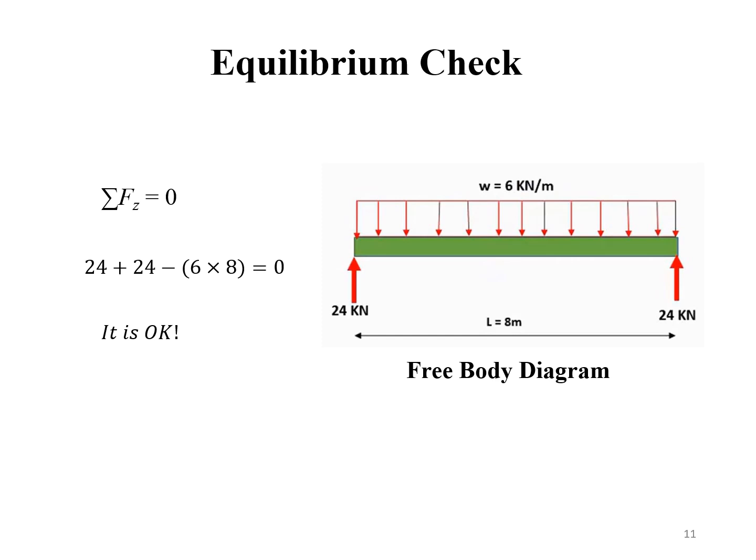Let's check for equilibrium. For that, we consider the condition of equilibrium: the sum of all the forces acting in the vertical direction should be 0. It means our calculation is correct. And here is the free body diagram.